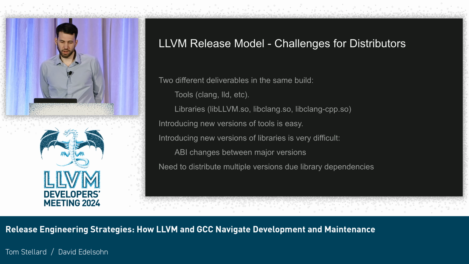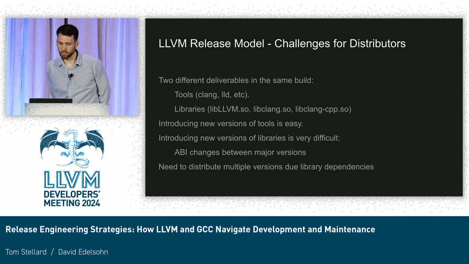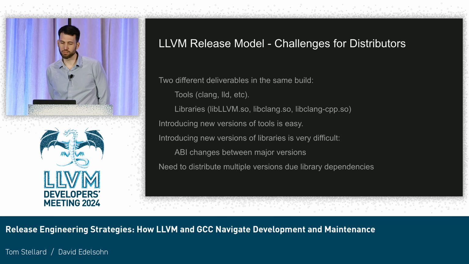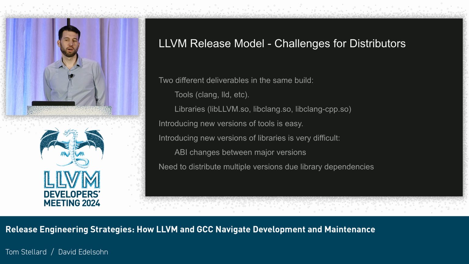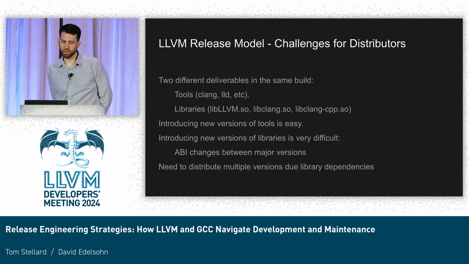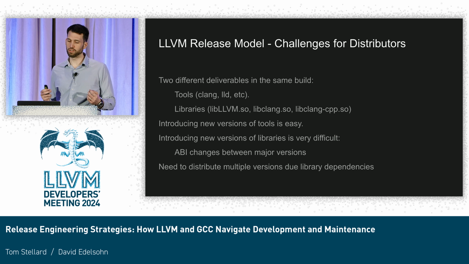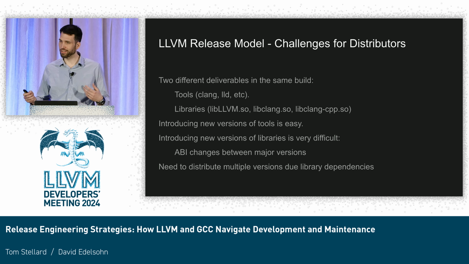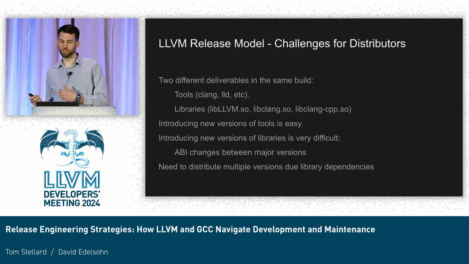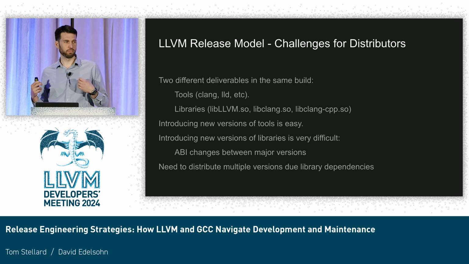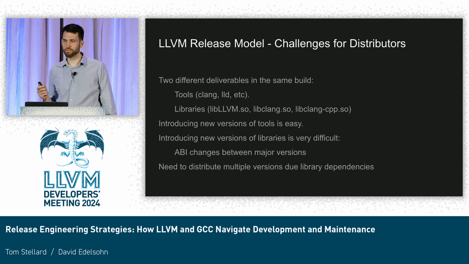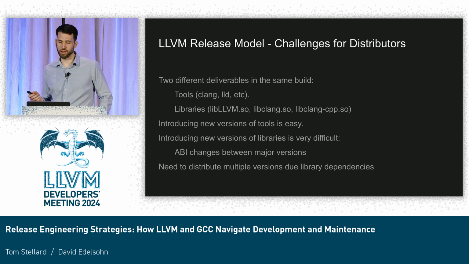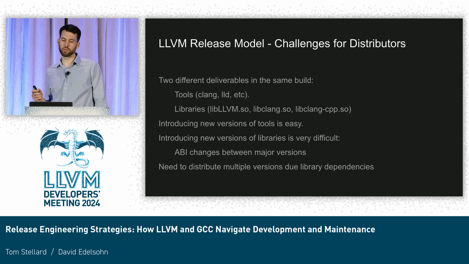So in my role at Red Hat, I lead the team that packages LLVM for Red Hat Enterprise Linux and also for Fedora Linux. And I would say that the biggest challenge we have is that there are really 2 different deliverables in our builds. We have the tools like Clang, Flang, ClangD, et cetera. And then we also have the libraries. In Fedora, for example, we have 31 different packages that depend on either the Clang or the LLVM libraries.